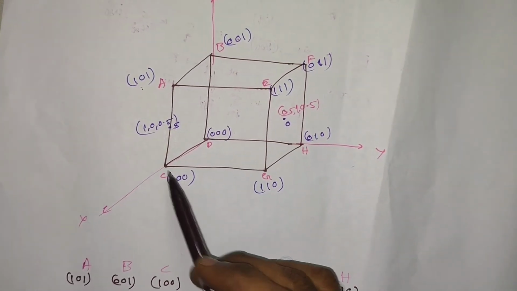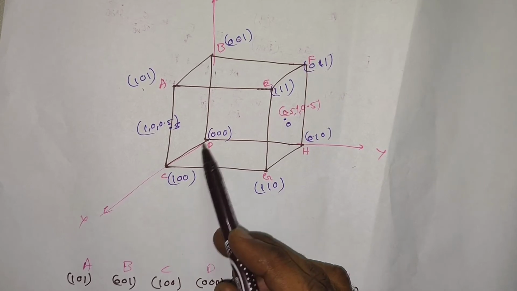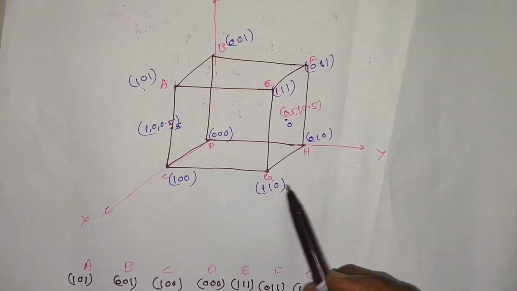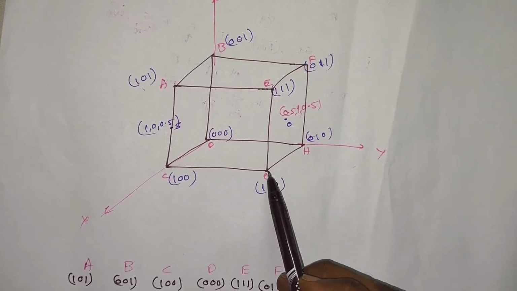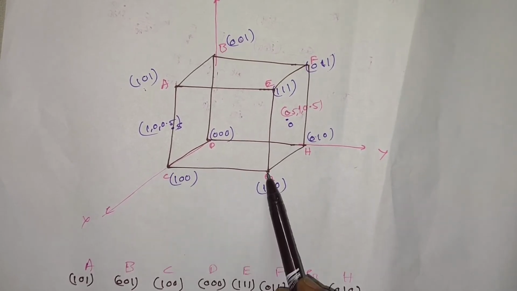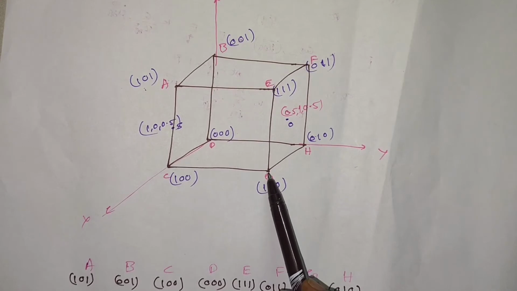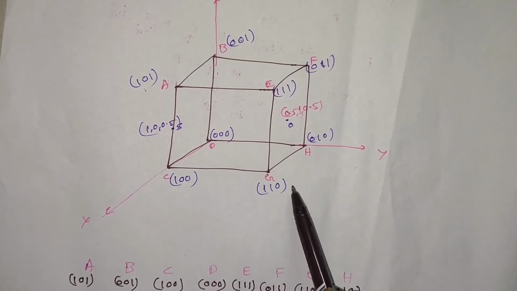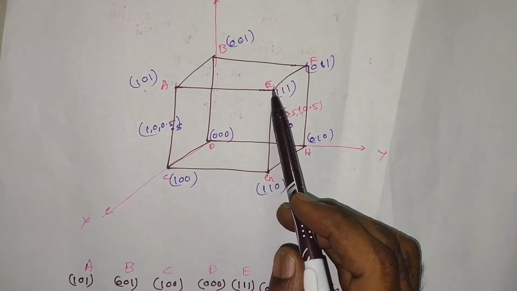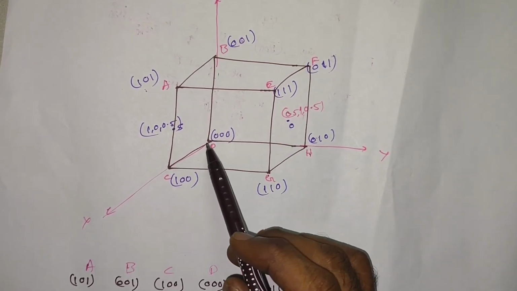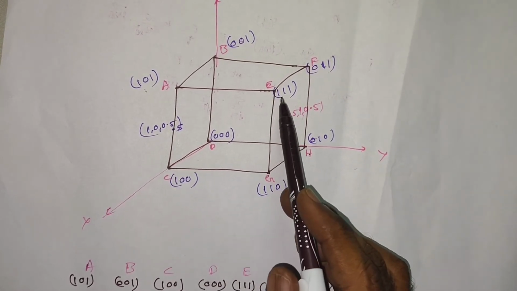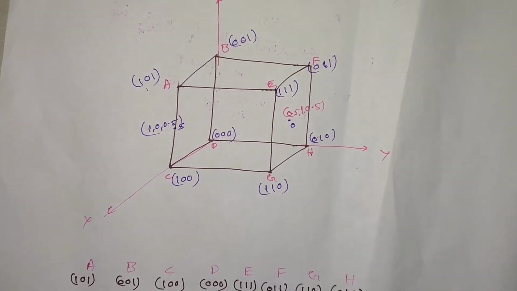Similarly, C will be, we have to travel only 1 meter along the x-axis, hence the point will be 1, 0, 0. If you observe the corner G, 1 unit along the x-axis and 1 unit along the y-axis. So no z-axis here, hence the point is 1, 1, 0. Similarly H is going to be 0, 1, 0, and in order to get E we have to travel 1 along the x-axis and 1 unit along the y-axis and 1 unit along the z-axis. Like that we are going to get all the corners.